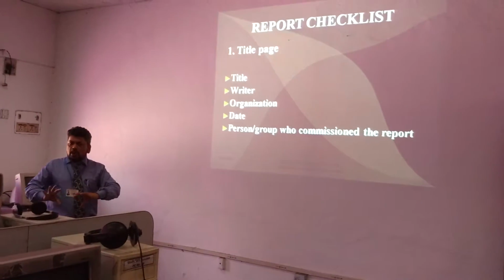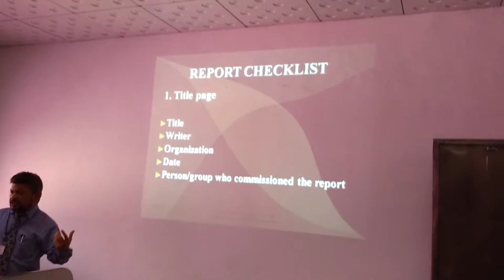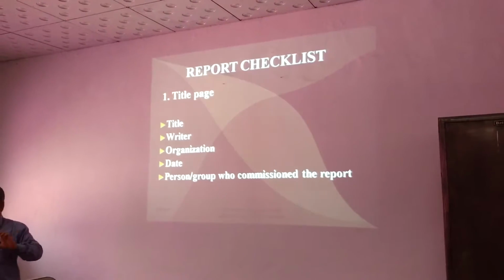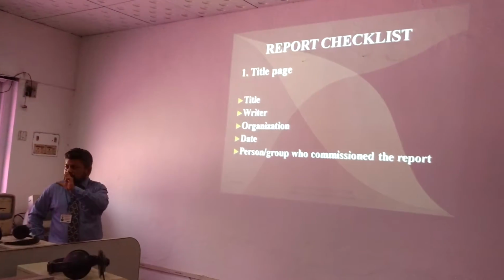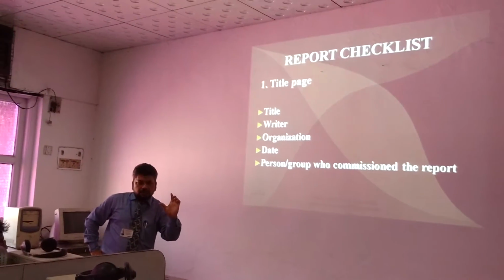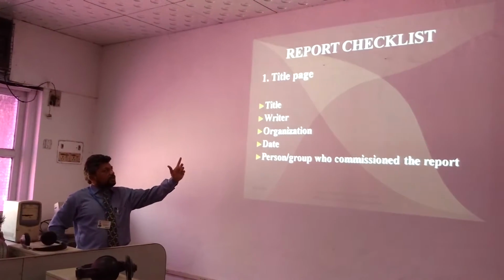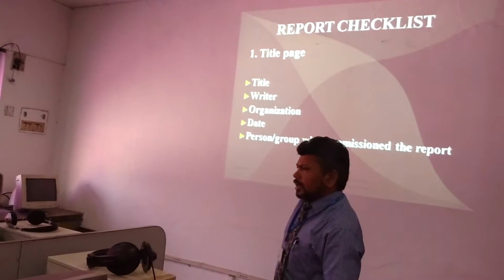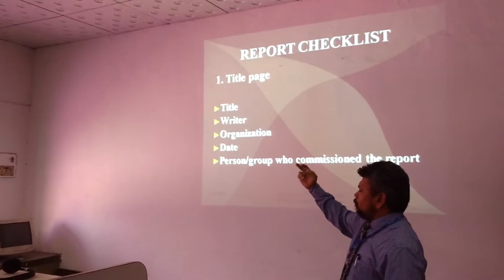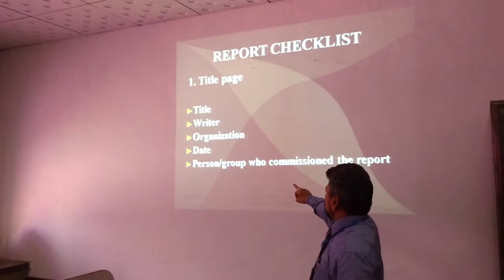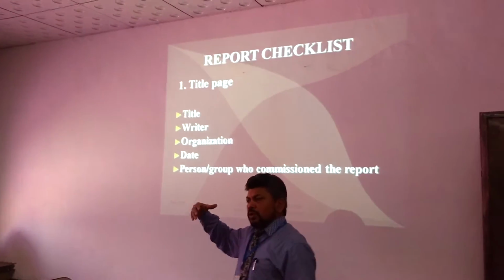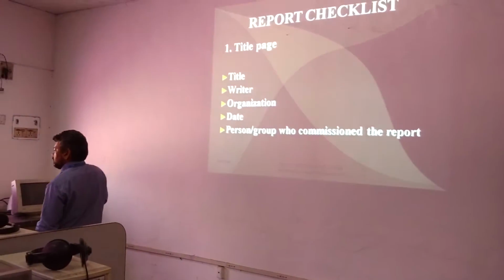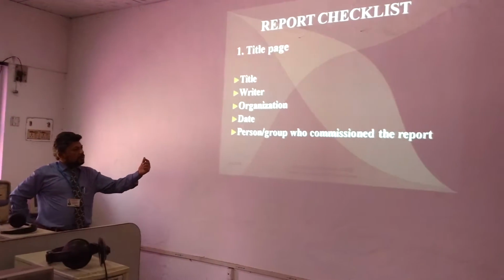Then the report checklist. Now you have prepared your report and it is ready. What are the things you should be checking? You must check whether the title page is accurate, whether any mistake is remaining, or whether the title page is right or not. Then title, writer, who is the writer of the report. Then organization, which organization supported in preparing the report. Then what is the date of the report. Then the person who commissioned the report, who gave any support, financial support or even funding and other things. You must mention them.